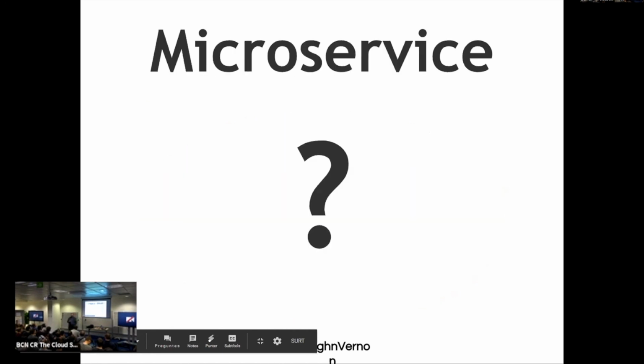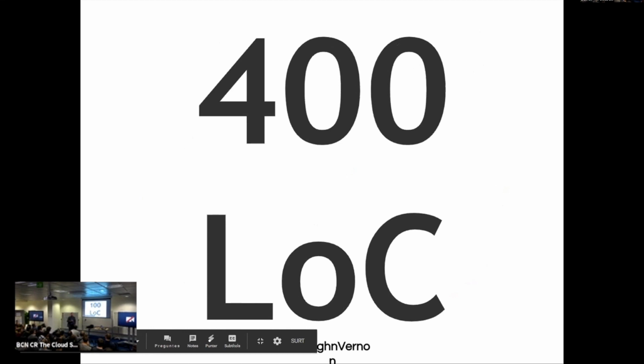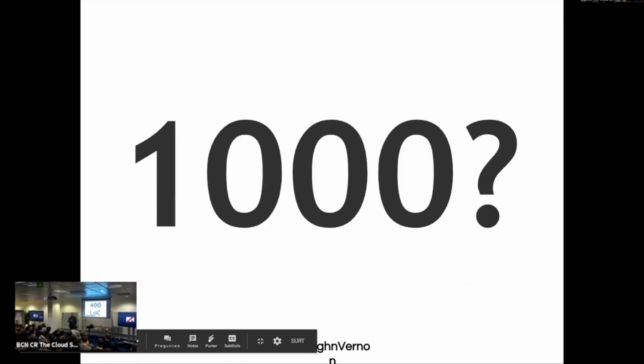Okay? What is a microservice anyway? Depending on who you ask, it may mean that it's 100 lines of code. That's the definition. Right? 400 lines of code maybe. Someone says, 100 is too small, but 400, that's right. What about 1,000? Anybody go for 1,000 lines of code?